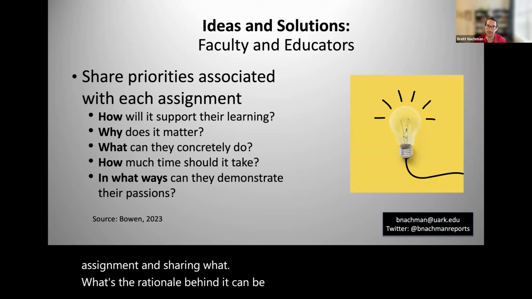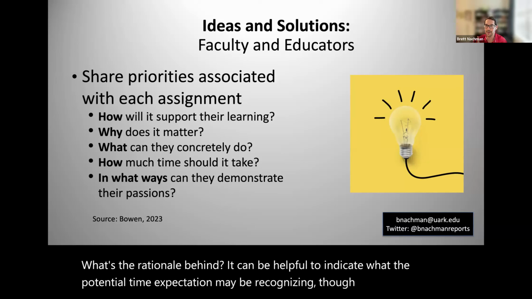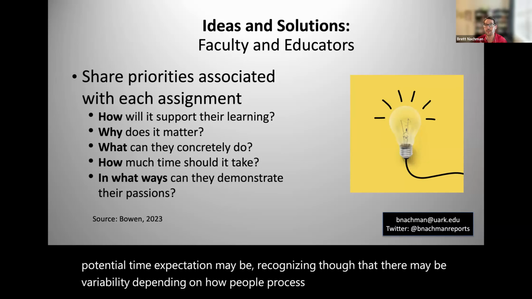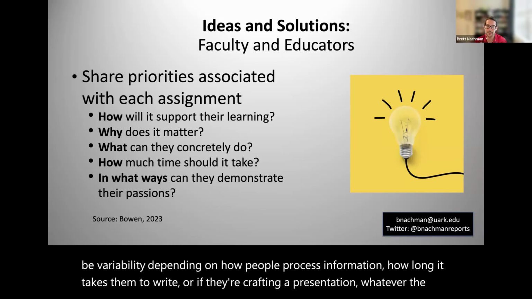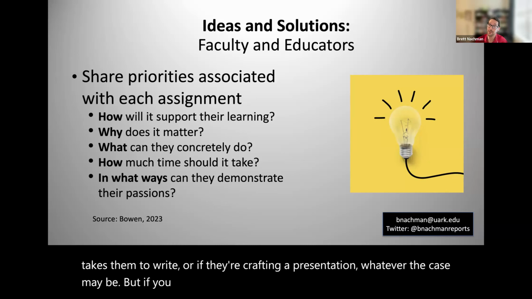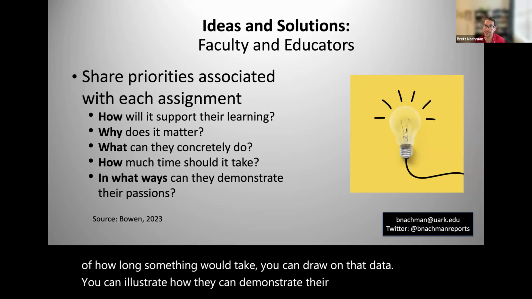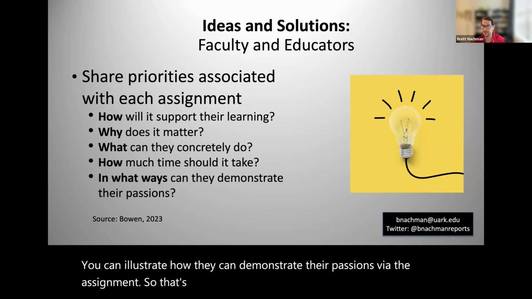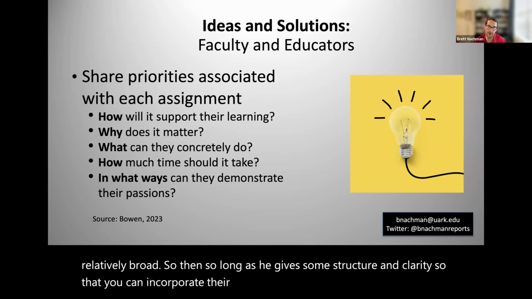It can be helpful to indicate what the potential time expectation may be, recognizing though that there may be variability depending on how people process information, how long it takes them to write, or if they're crafting a presentation, whatever the case may be. But if you have a sense from past course students of how long something would take, you can draw on that data. You can illustrate how they can demonstrate their passions via the assignment. That's where it's sometimes good to make something relatively broad, so long as you give some structure and clarity, so they can incorporate their interests as part of that.